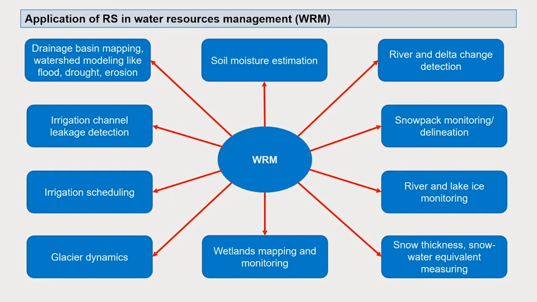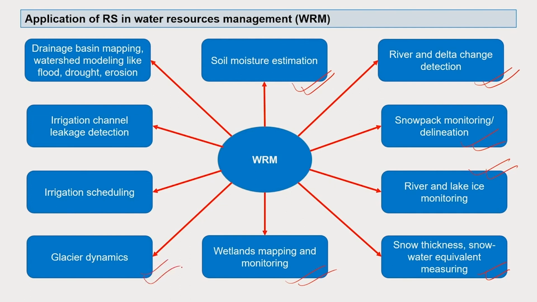Application of remote sensing in water resource management is enormous. Briefly, in the watershed management lectures I have discussed the applications. Now, here you see how many different types of applications you can think of using remote sensing: soil moisture estimation, river path change detection, snow peak monitoring, how much snow the glaciers have melted, river and lake ice monitoring, snow thickness, how thick the snow sheet is. So, snow water equivalent measurement also it helps, wetlands mapping and monitoring, glacier dynamics.